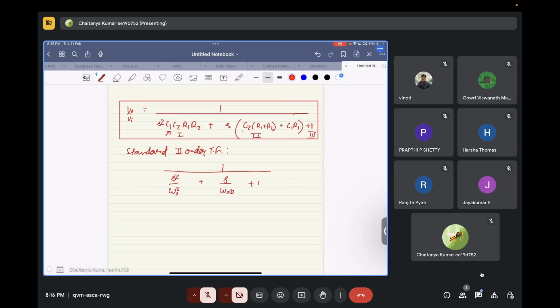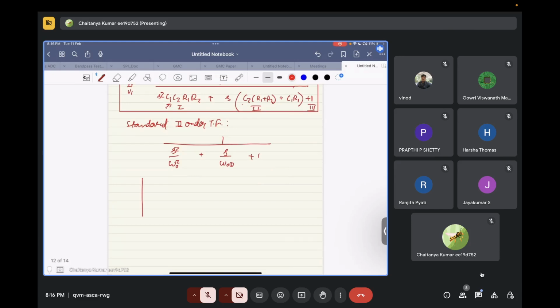And how does its frequency response look? At DC you will have 1, and basically it falls like this. At high frequency, it will fall with second order roll off, that is minus 40 dB per decade. Now, what is this omega naught?